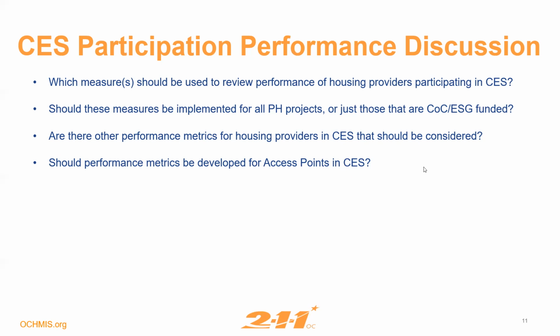All right, so the first question, which measures should be used to review performance of housing providers participating in CES? We got a pretty even distribution across all three of the measures that we discussed. And should these measures be implemented for all permanent housing projects or just those that are COC or ESG funded? The majority of the responses were for all permanent housing projects. I want to pause for a minute and give anyone an opportunity to argue on either side of this before we keep going.